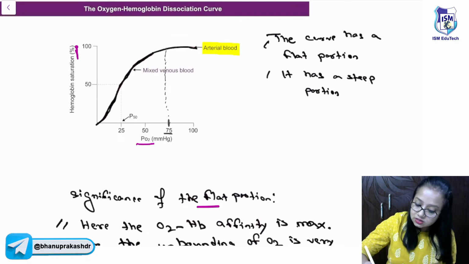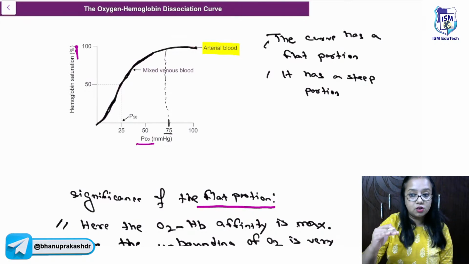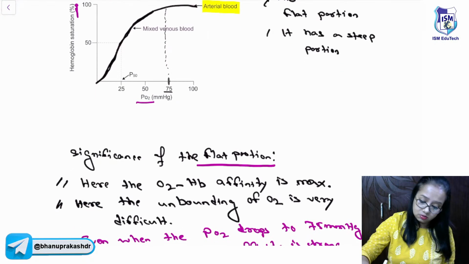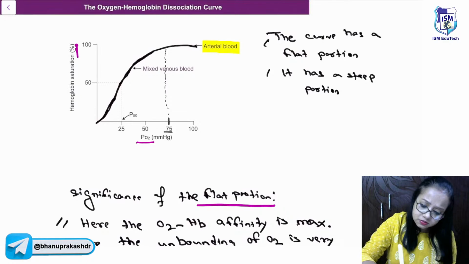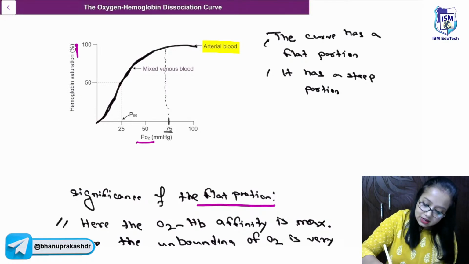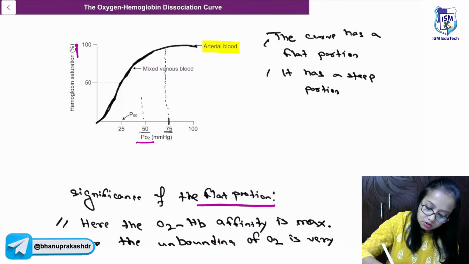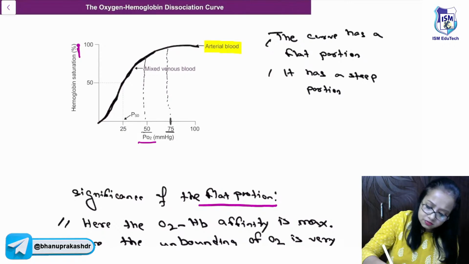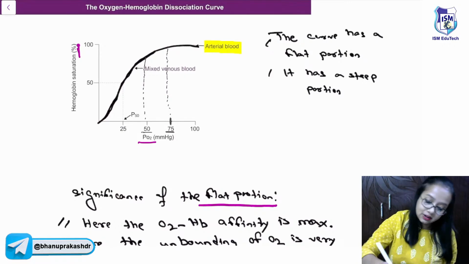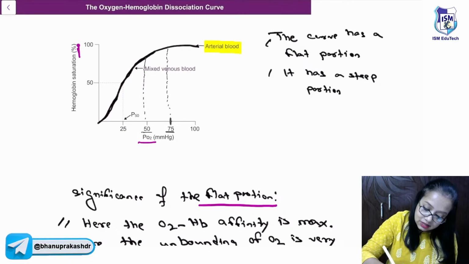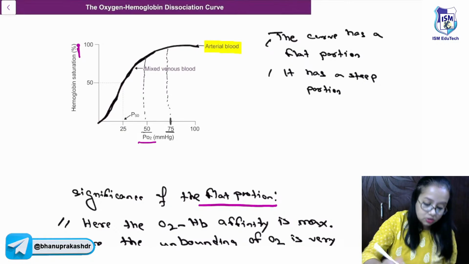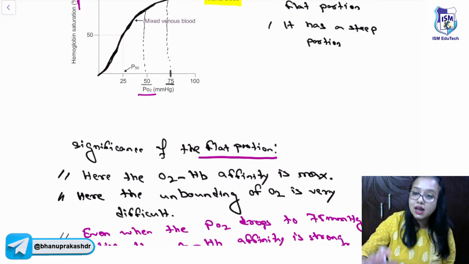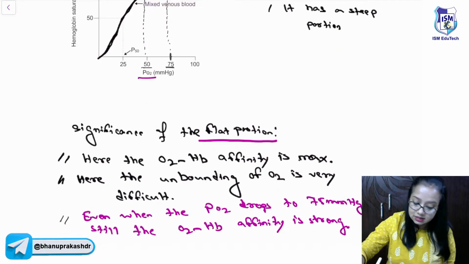That is the significance of the flat portion of the sigmoid curve. Now, when the pressure drops further below 75 and starts dropping to 50, we can draw a vertical line and connect it to the sigmoid. At 50 and below, like from 50 it drops to 40, 30, we see the steep portion. Steep portion means here the oxygen and hemoglobin affinity decreases.